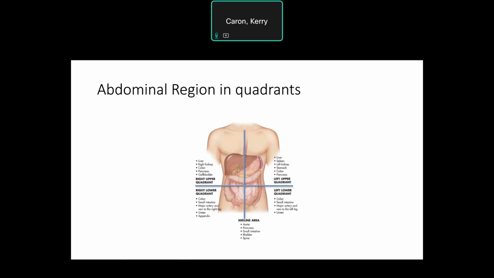A little simpler are your quadrants. So you've got, and remember, anatomical position, this is their right. So right upper quadrant, left upper quadrant, left lower quadrant, right lower quadrant, and the associated organs inside those quadrants. You've got their midline.